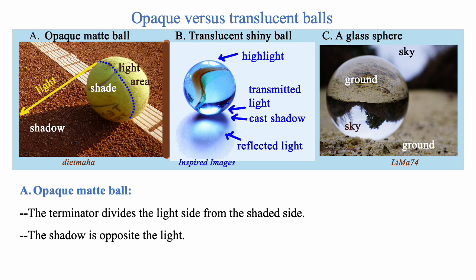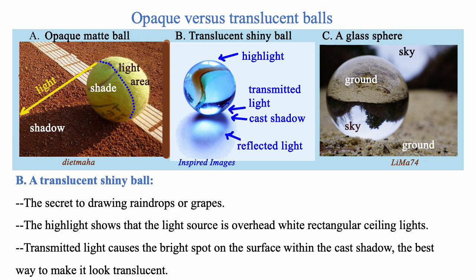To understand raindrops, I want to show you the difference between an opaque matte ball, a translucent shiny ball, and a glass sphere. So for the matte ball, we have a terminator that divides the light area that receives light from the shaded area that's turned away from the light. And you can draw a tangent light ray from the tip of the terminator down to the end of the shadow. And if you follow that light ray up, you will find that the sun is in the upper right.